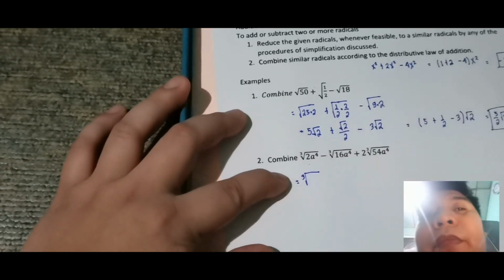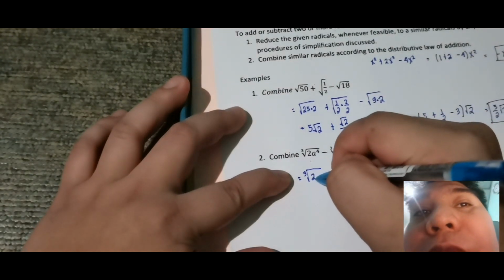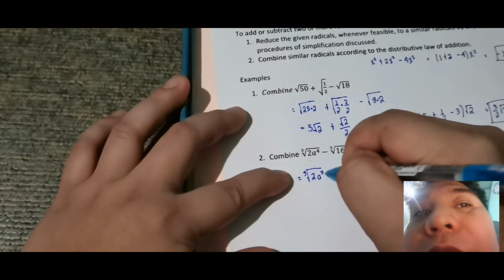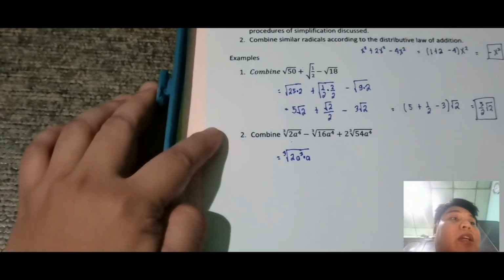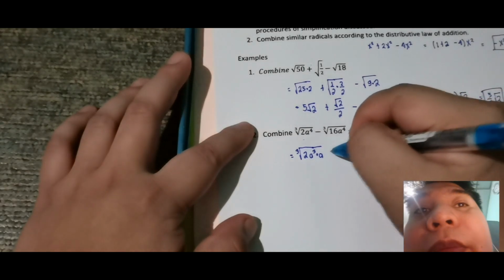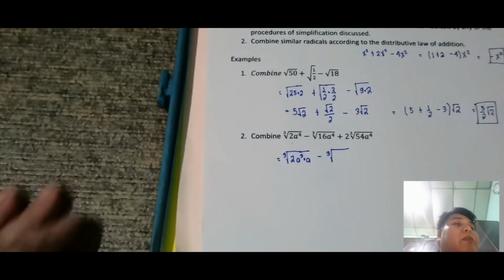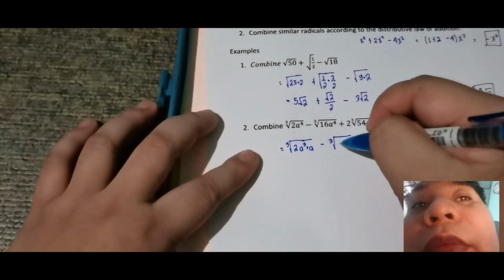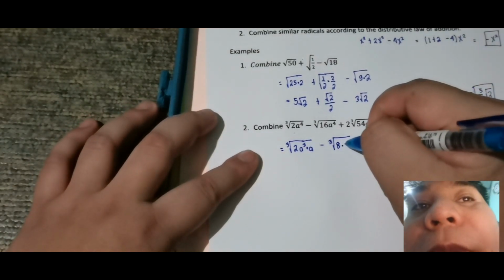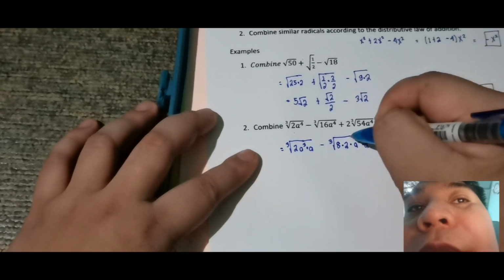Cube root of, this is 2a cube multiplied by a. Okay, sir, ba't ginaganyan mo? Para makita ko agad yung ilalabas ko. Minus cube root of, sa 16, ang perfect power sa loob nun is 8. 8 times 2, yung 8 is perfect cube. Tama? So, that is 8 multiplied by 2 multiplied by a cube times a.